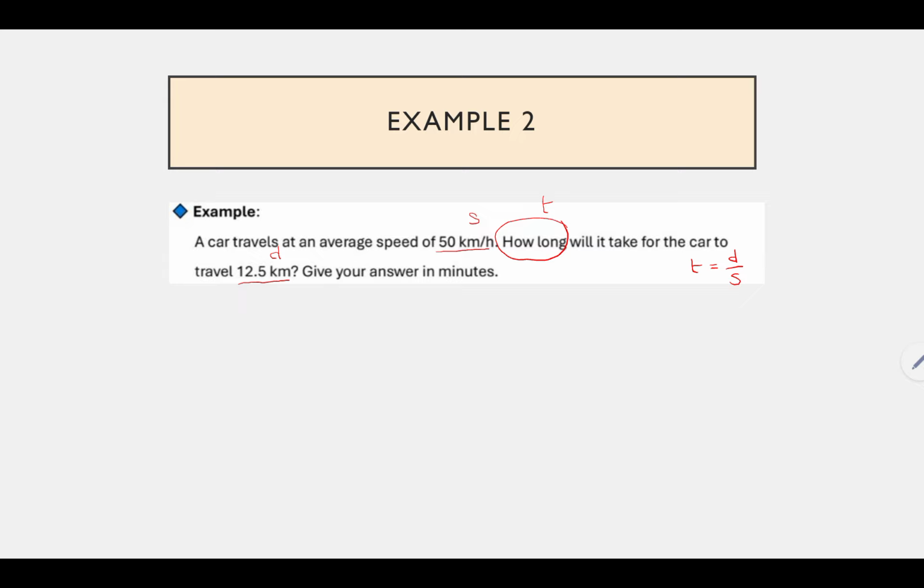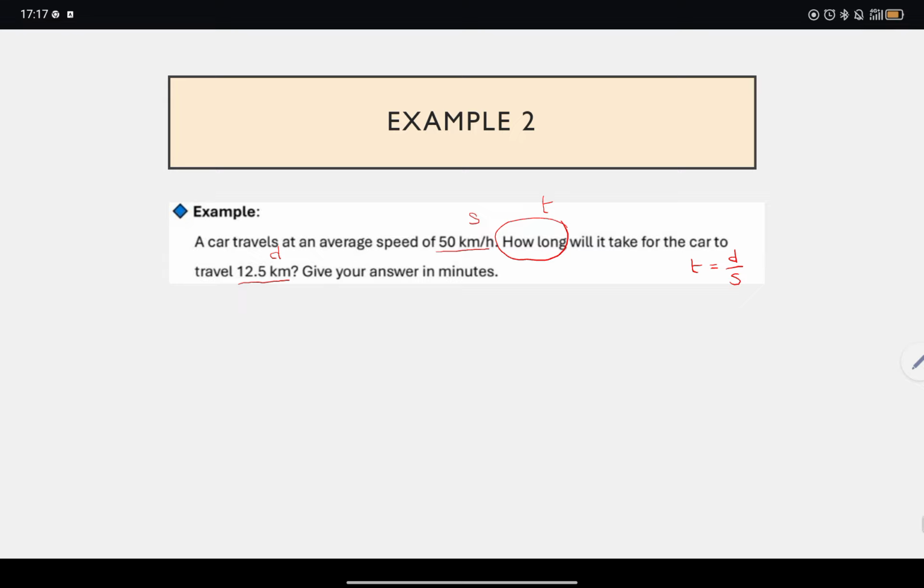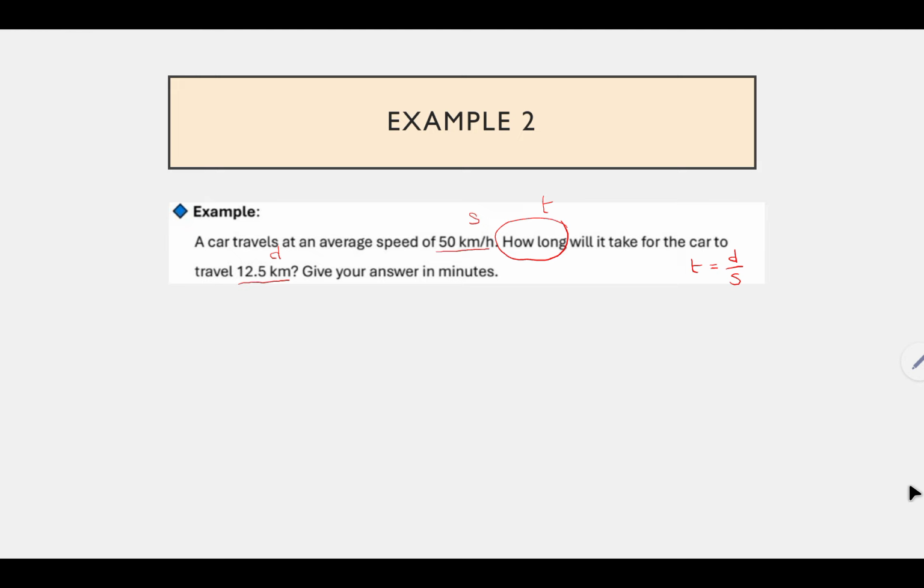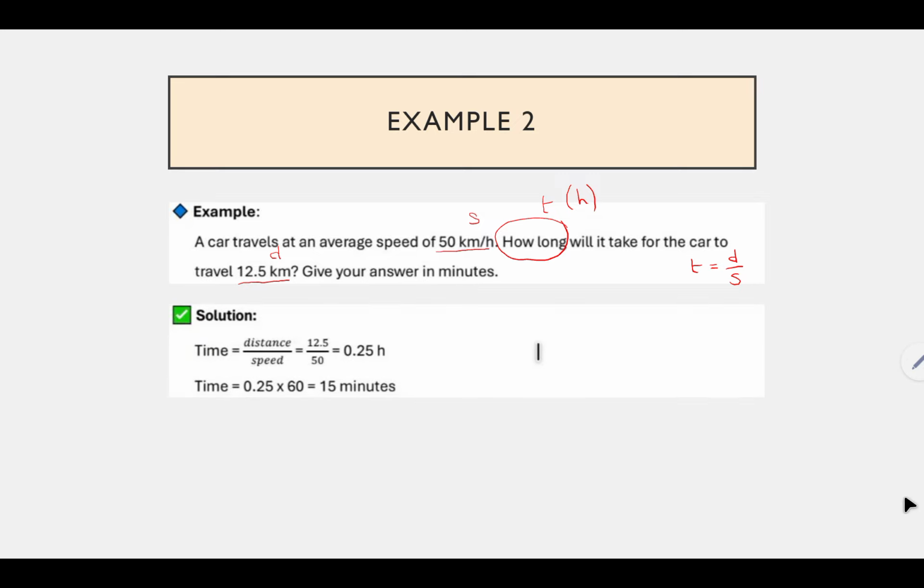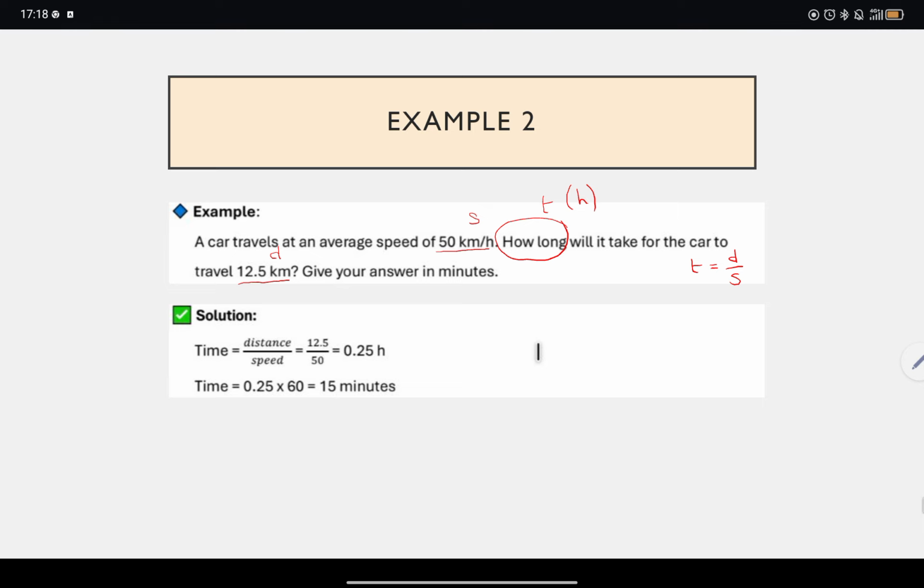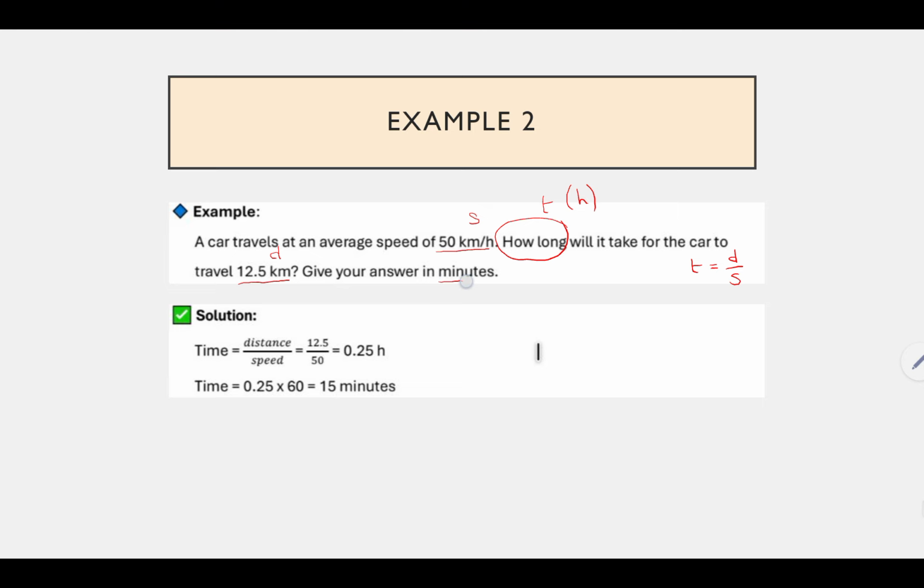Okay, so let's replace. I have my distance in kilometers and speed in kilometers per hour, so my time is going to be in hours. Now let's just calculate it. Time is distance over speed, 12.5 over 50, which is 0.25 hours. If they asked me to put my time in minutes, as they've done here, I will need to convert this answer in hours to minutes by multiplying by 60, because 1 hour is 60 minutes. So 0.25 times 60 is 15 minutes.